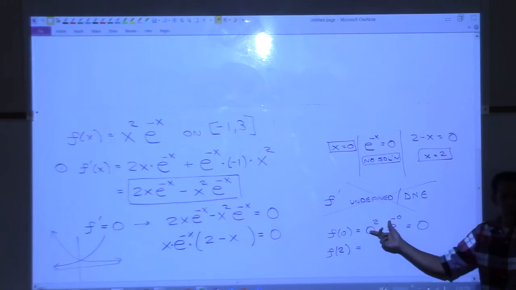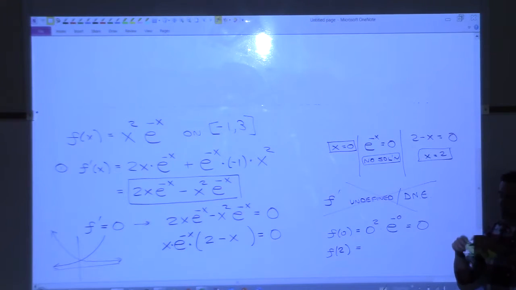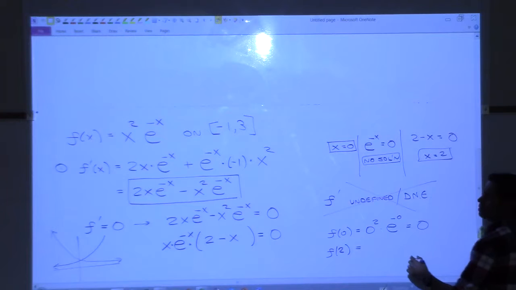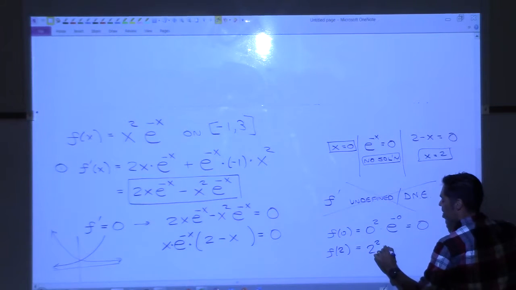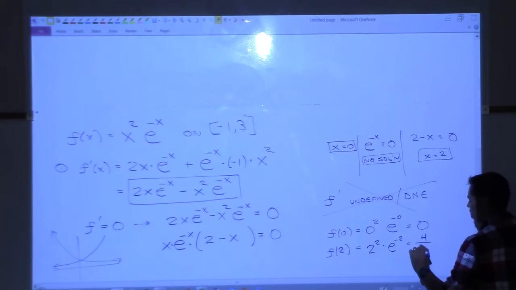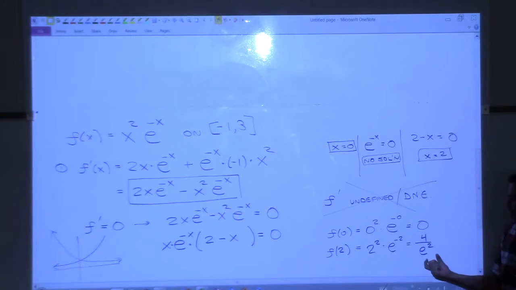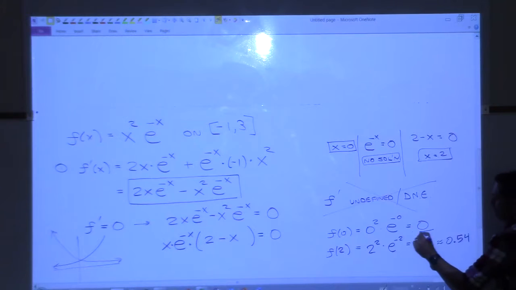Don't be thinking like 0 times infinity L'Hopital. Don't be thinking that because we're not doing limits right now. We're actually plugging numbers into things, right? So that's 0. How about 2? Plug in 2, we get 2 squared times e to the negative 2, which is the same as 4 over e squared. So 2 squared is 4, and then e to the negative 2, I dropped it down, e squared. And then I could get that as a decimal, and it will be approximately 0.54. Okay.